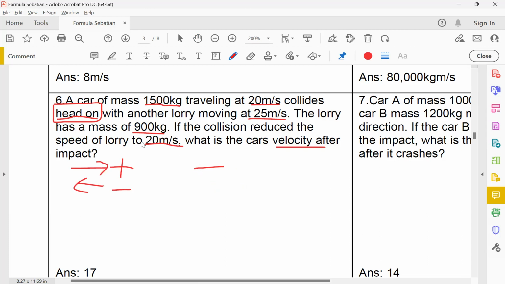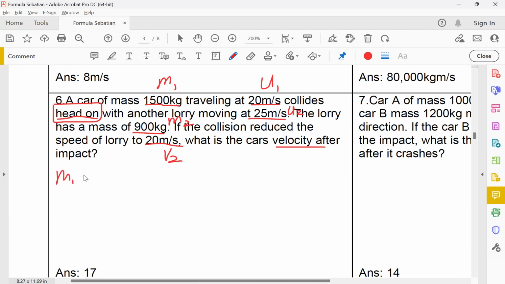Excellent. Right. So from here, if I start labeling this information, this is going to be my M1, and this is going to be my U1. This is my U2 and this is my M2. This is supposed to be my V2. And since I have so much information, I'm going to use the principle of conservation of momentum, which states that total momentum before collision must be equal to total momentum after collision.